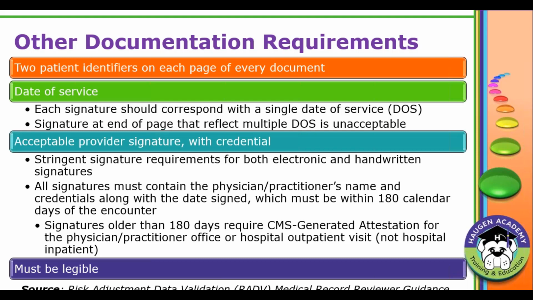So we need to have at least 2 patient identifiers on every page of the document. For hospitals, not a big deal. We're used to having patient name, account number, medical record number, date of birth, everything on every single page of a document. In the physician office, this might be something that's kind of new. Patient name and date of birth are fine for your identifiers. You need to have the date of service, and each signature should correspond with a single date of service. So if you have a signature at the end of a page that reflects multiple dates of service, that is unacceptable.